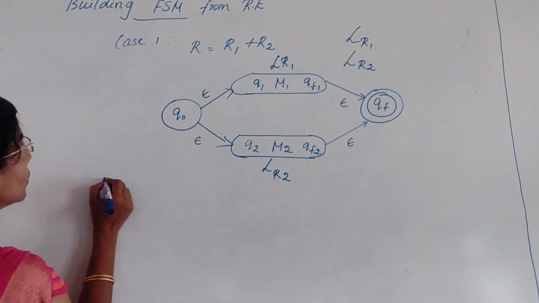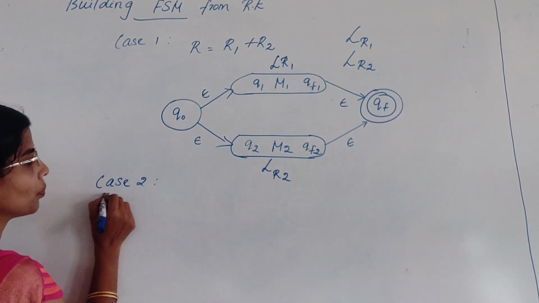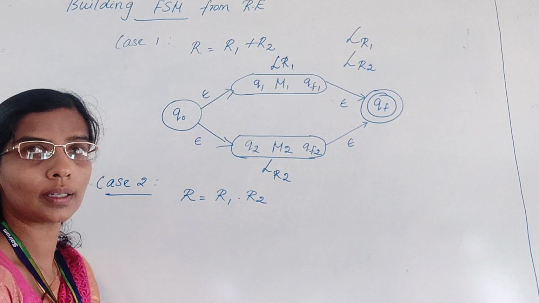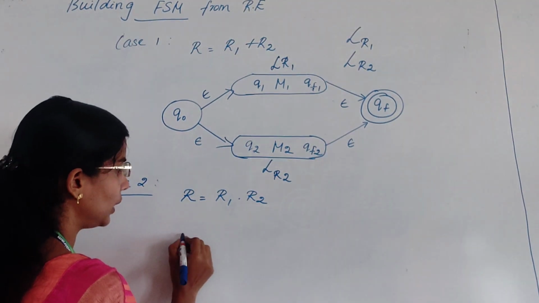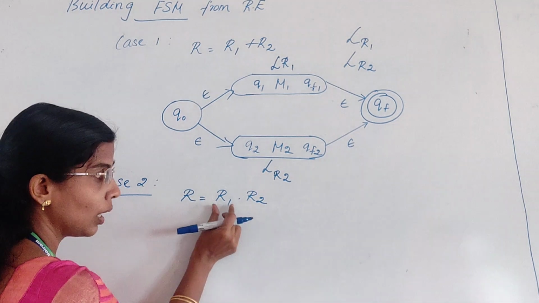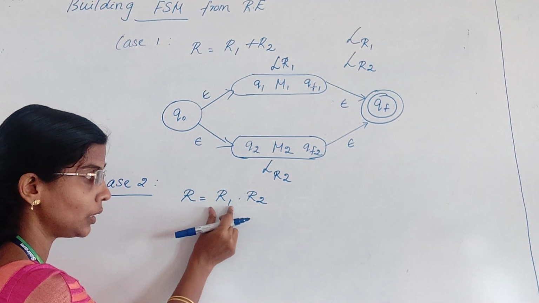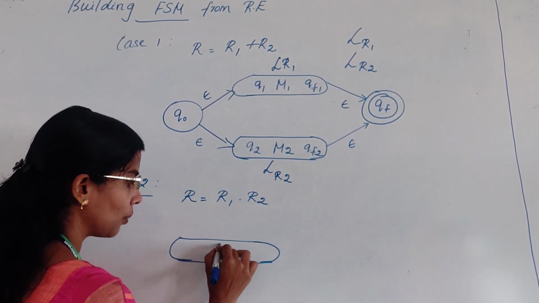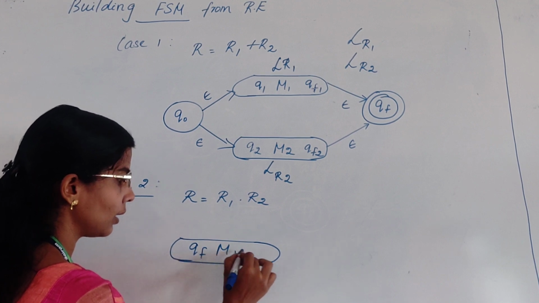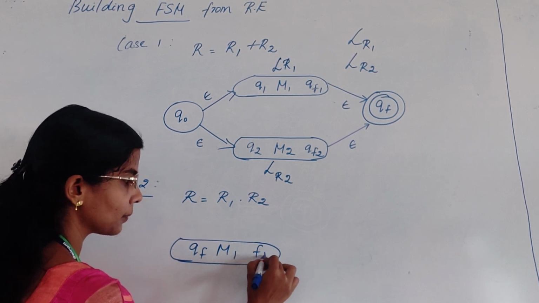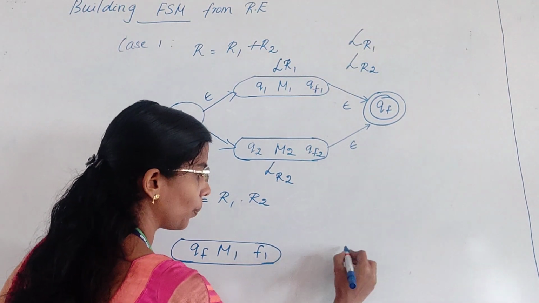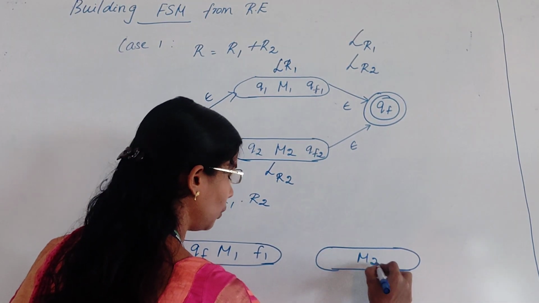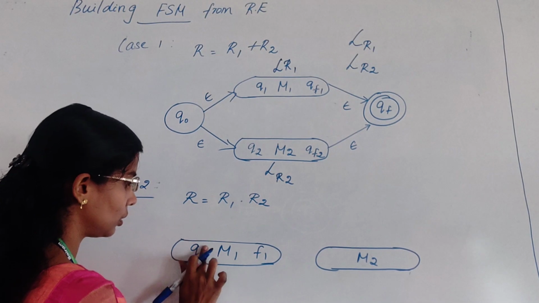Next, case 2. R is equal to R1 dot R2. So here, write the first machine. R1 corresponds to language LR1. I'll write your machine. Machine 1, I have a start state. I'll be having a final state. Then my dot operator. Machine 2, sorry, it has a start state.